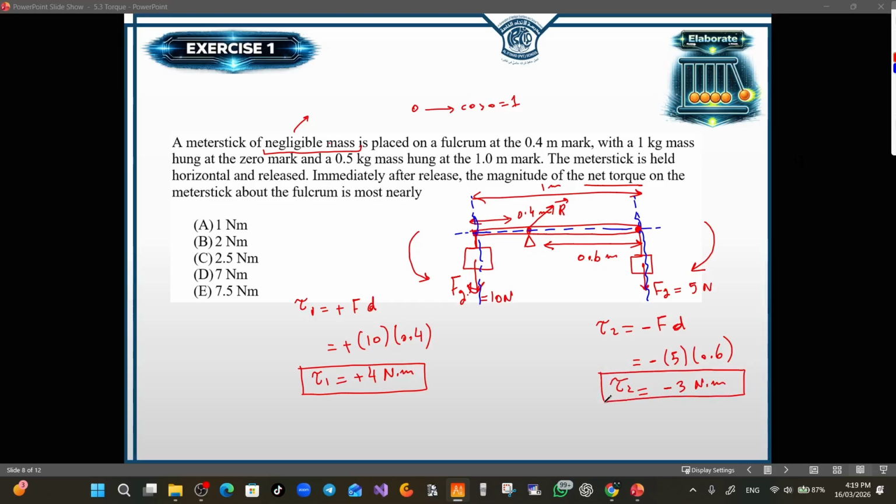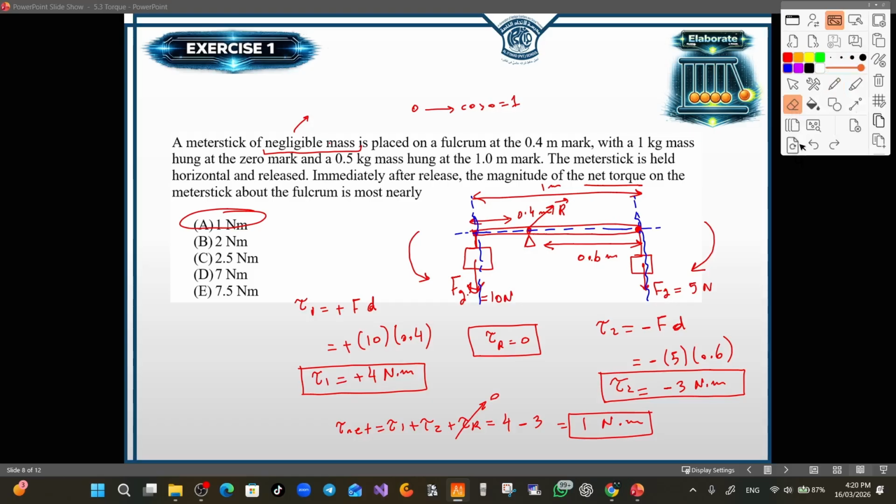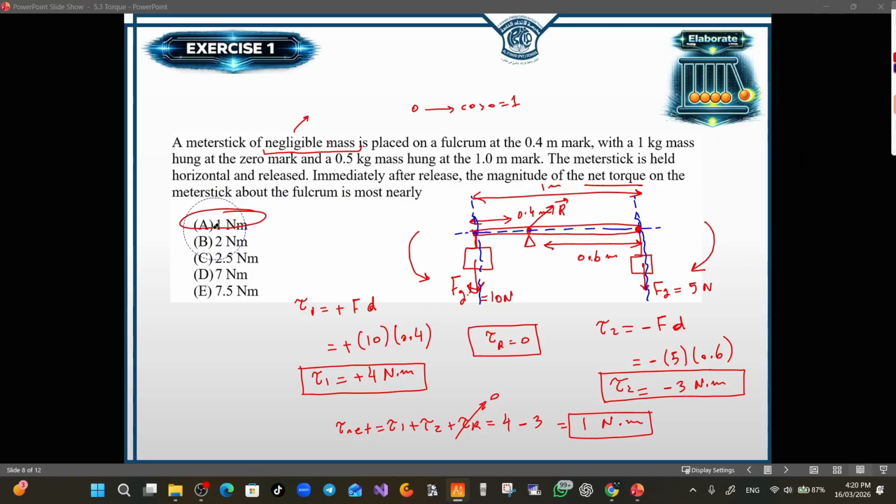Now, since this force is passing through the fulcrum, the tau of the reaction will be 0. Now we need to find the net torque. So the net torque is equal to tau 1 plus tau 2 plus tau r. Tau r is 0. Tau 1 is given by 4. Tau 2 is given by minus 3. And the final answer is 1 Newton meter. So the torque will be 1 Newton meter, and the meter stick will rotate in the counterclockwise direction because the sign of this net torque is positive.